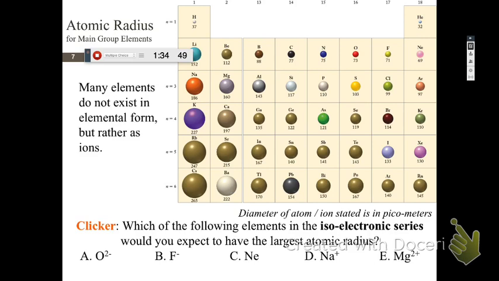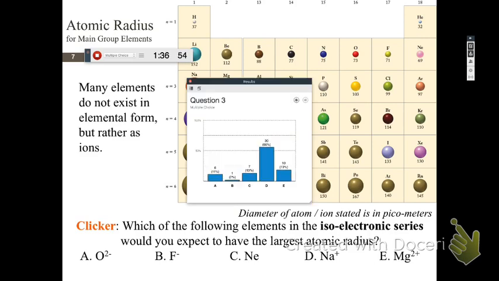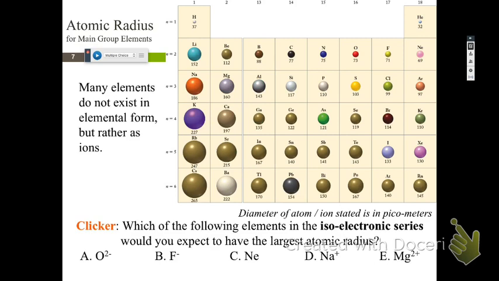So let's see what our responses are. All right, a lot of people here are saying sodium plus is going to be the largest. Before we get into the details of why that might or might not be, what does isoelectronic series mean? It means that they have the same number of electrons.